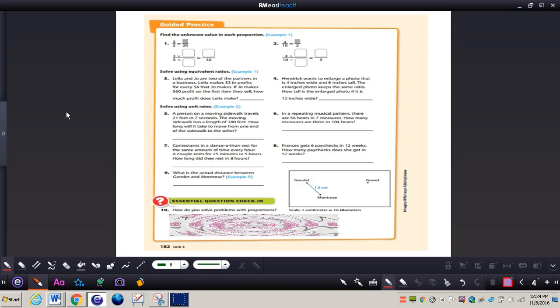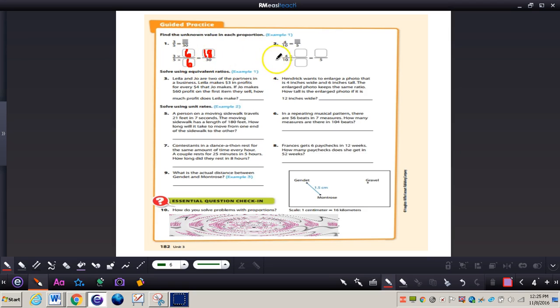So we're taking a look at the guided practice. It says find the unknown value in each proportion. So we have 3 to 5 is equal to what number to 30? So first of all, if we're looking at this, and I want you to do this with me on page 182. So we multiplied the one part of that ratio by 6 to get to 30. So since we multiplied one part, we have to multiply the other part of our ratio. 5 times 6 I know gives me 30. 3 times 6 gives me 18. So we can see that 3 to 5 is proportional to 18 to 30.